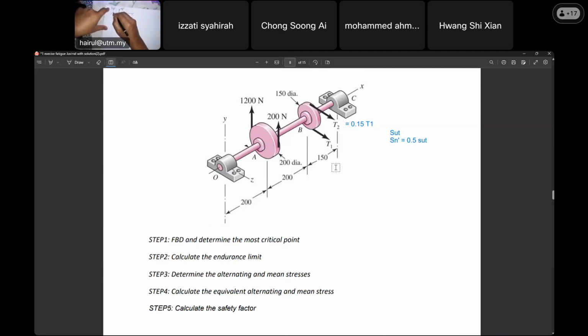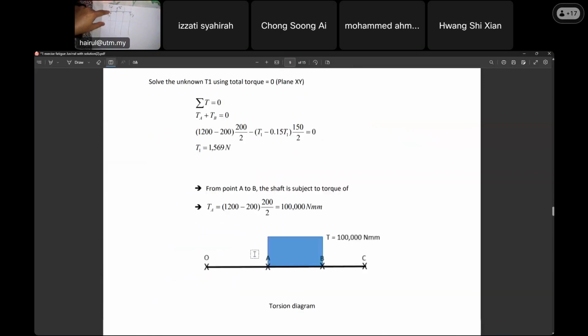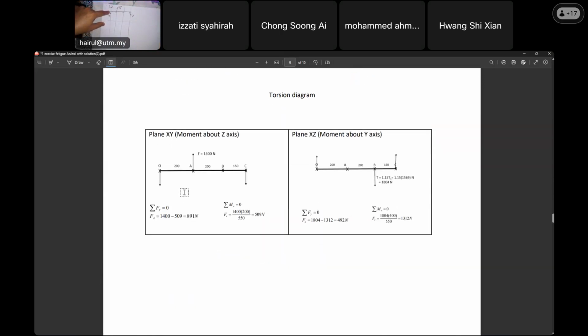The reaction at O must be at the bottom. We have OY, and this one is up. C is a bearing, C is also at the bottom. So we have CY. This one I don't need to show. You can take the moment at O, understand? We did moment at O before, so you can get this.